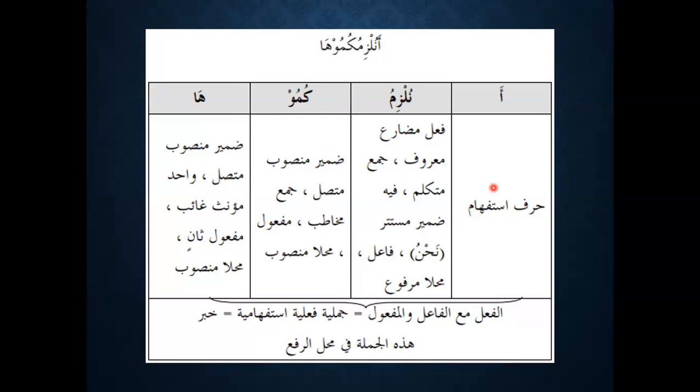الفعل مع الفاعل والمفعول جملة فعلية استفهامية. This is استفهام, question. Together they become the خبر. هذا جملة في محل رفع. Obviously we talk about that at some point.